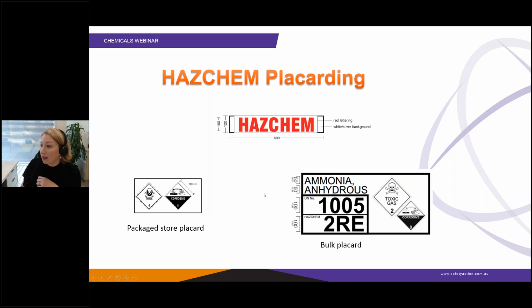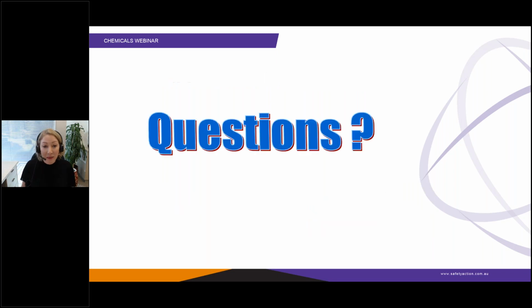The other sign that you see is a bulk placard, and that one will be displayed on a bulk vessel. For example, this one is an ammonia bulk placard, so this would be displayed on a bulk ammonia tank. Those are the key definitions I wanted to share with you today.